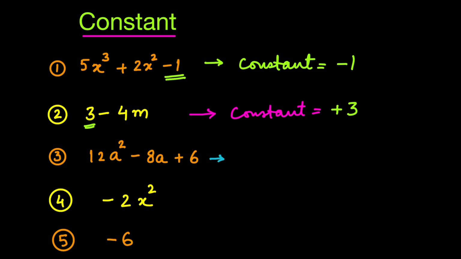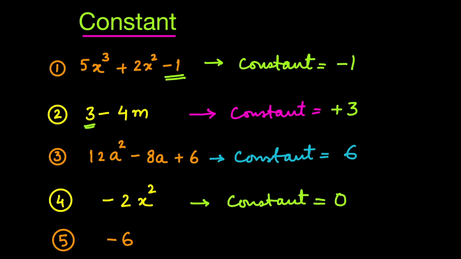So we write constant equals 6 or +6, anything we can write. Here we have only the variable term. In this there is no term we can see which is a constant. When such a case exists, we can write constant is 0. This is the variable term only, so we write the constant 0.